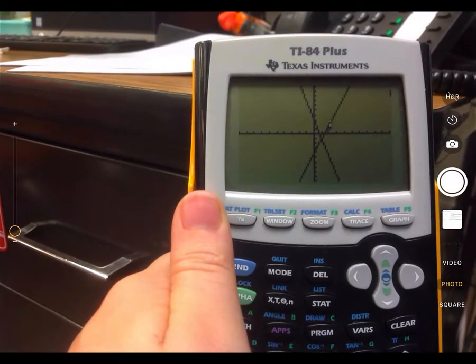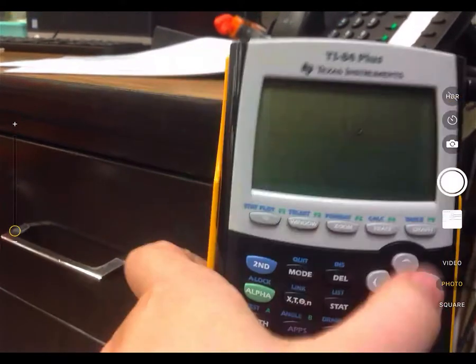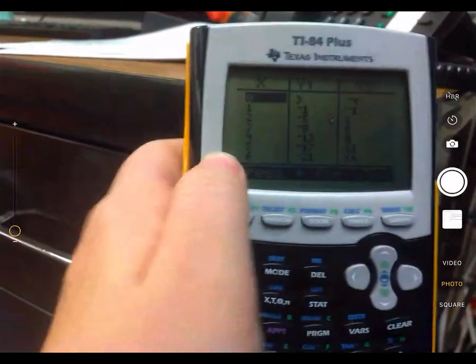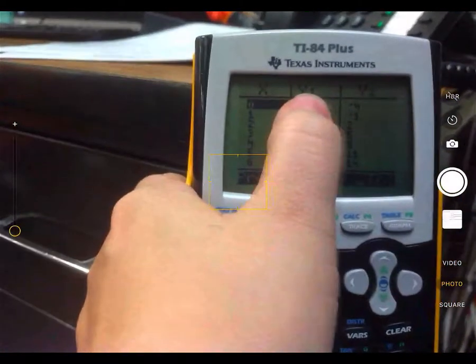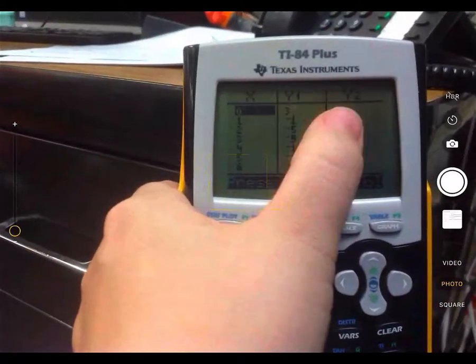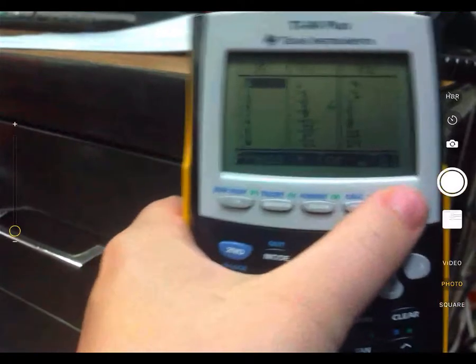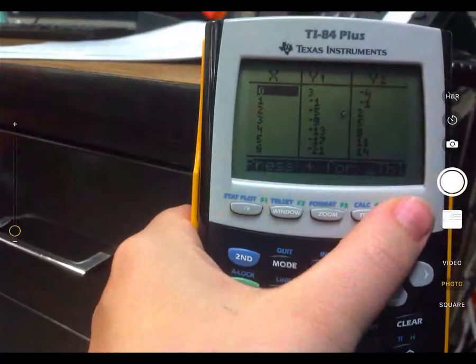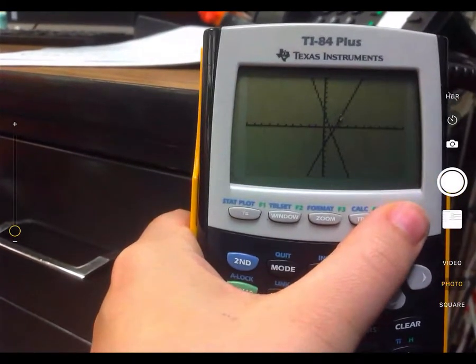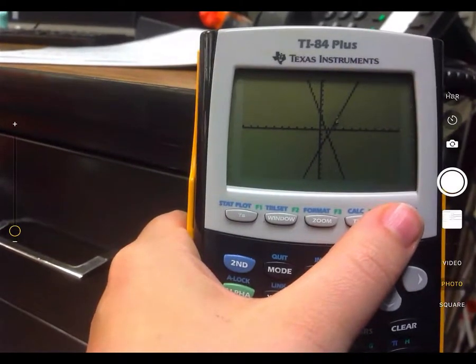Remember when we did functions, if you click second graph, you can see the table. And this is where it's really important because they label these y1 and y2. It is very important for you to know which one is in which column. So you need to make sure you know what you are putting into y1 and what you are putting into y2. From the graph, I'm going to follow the steps up.